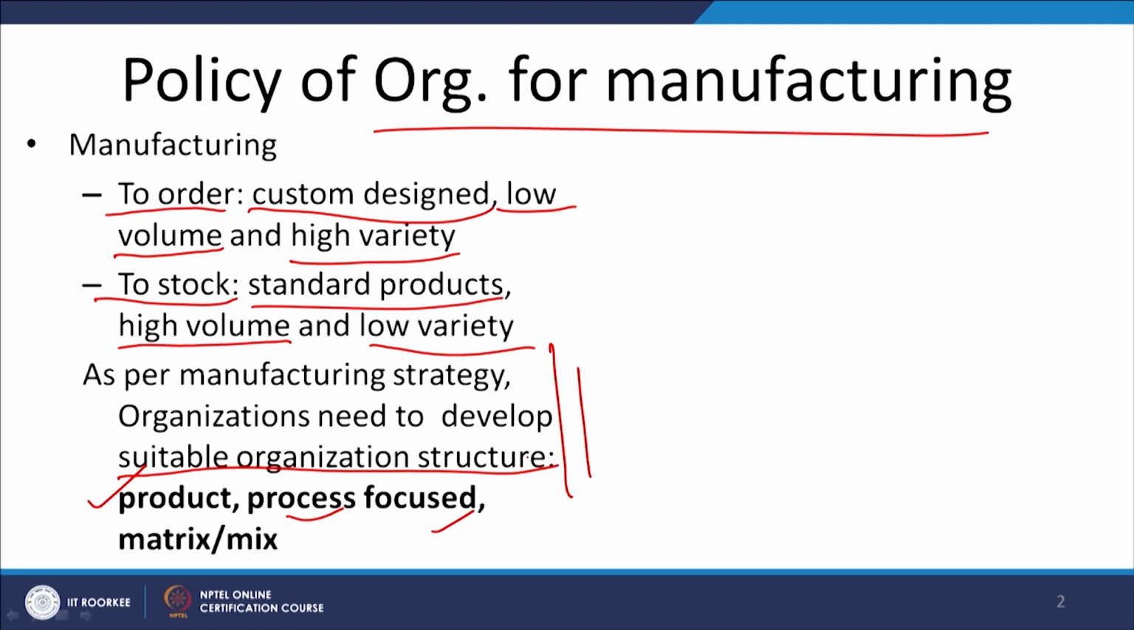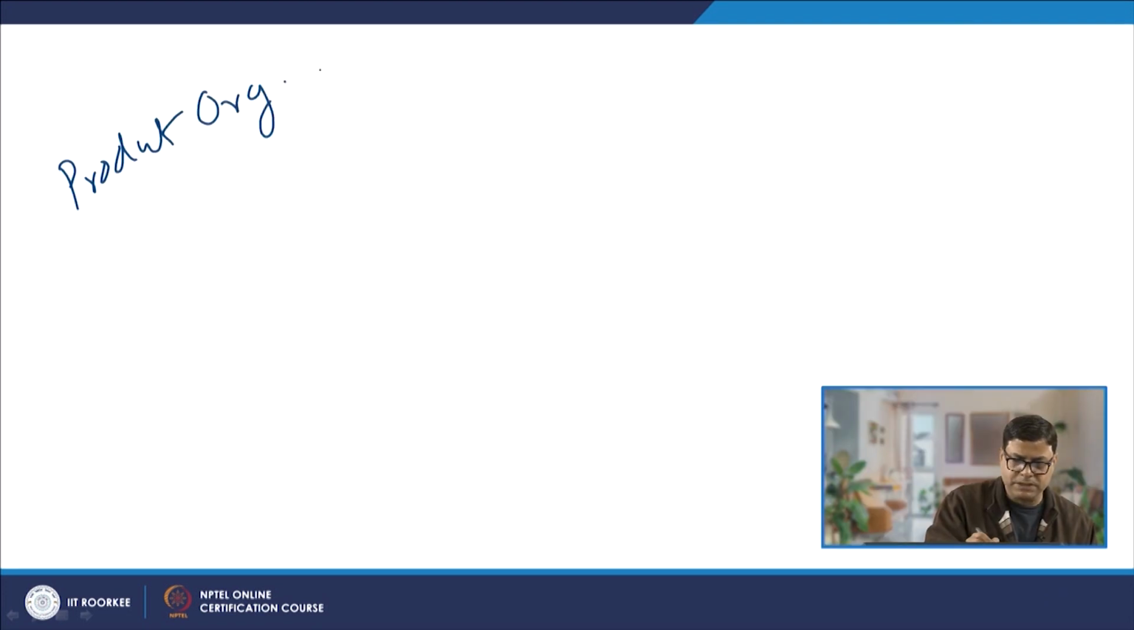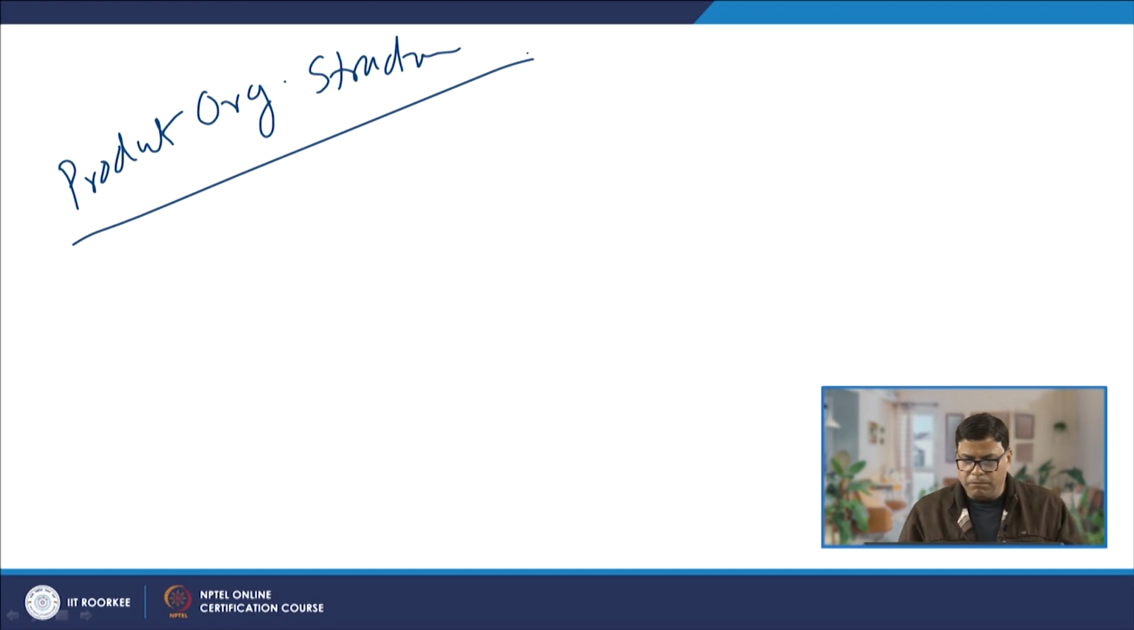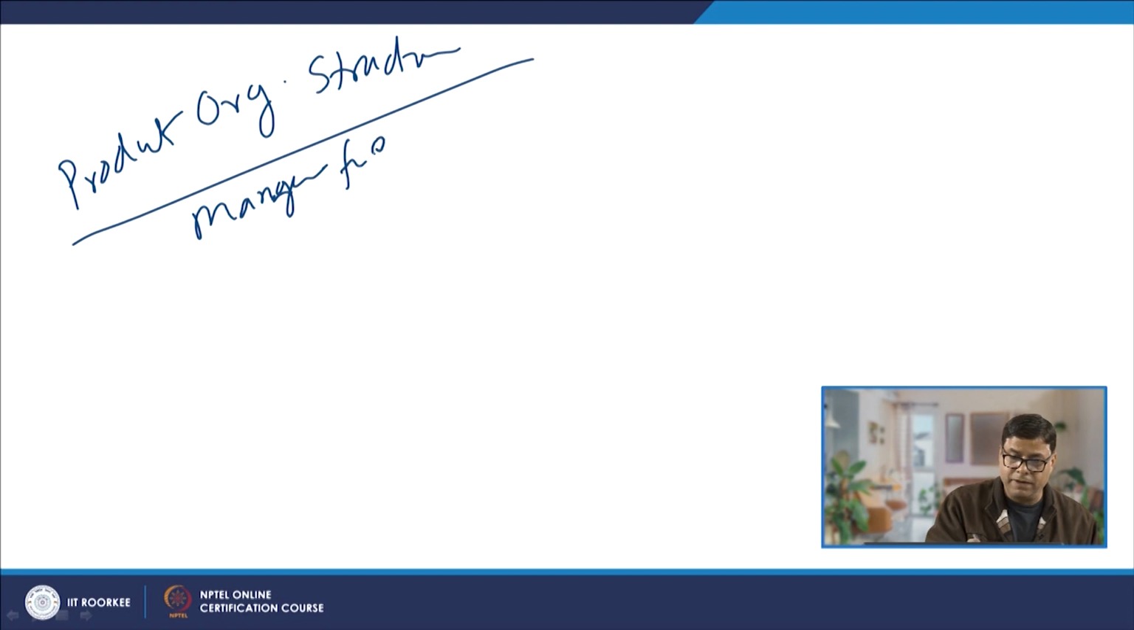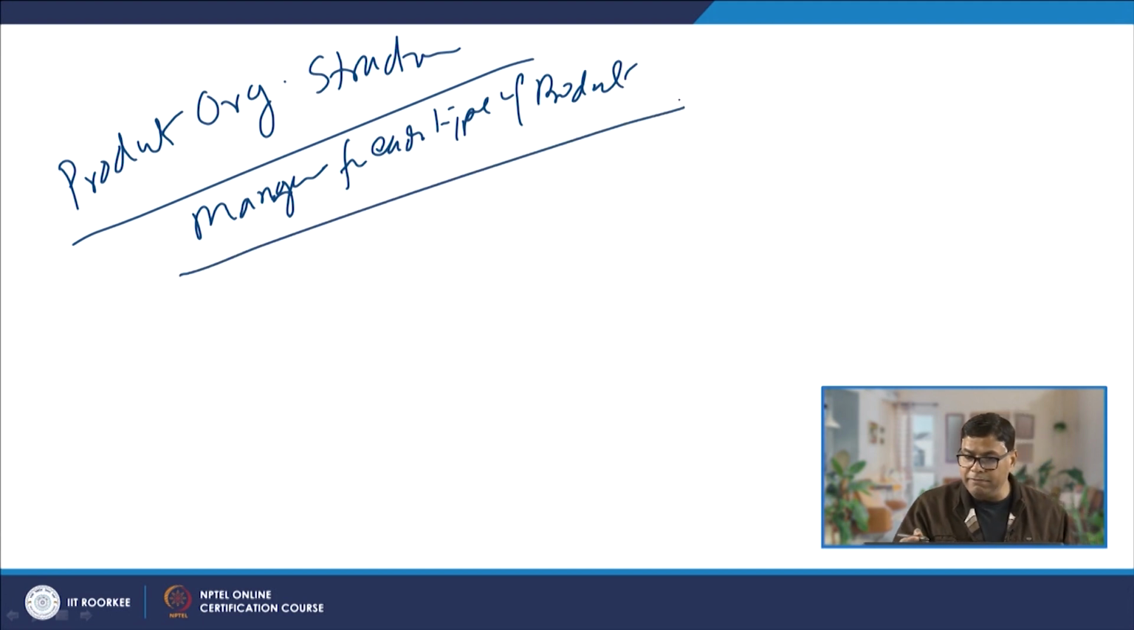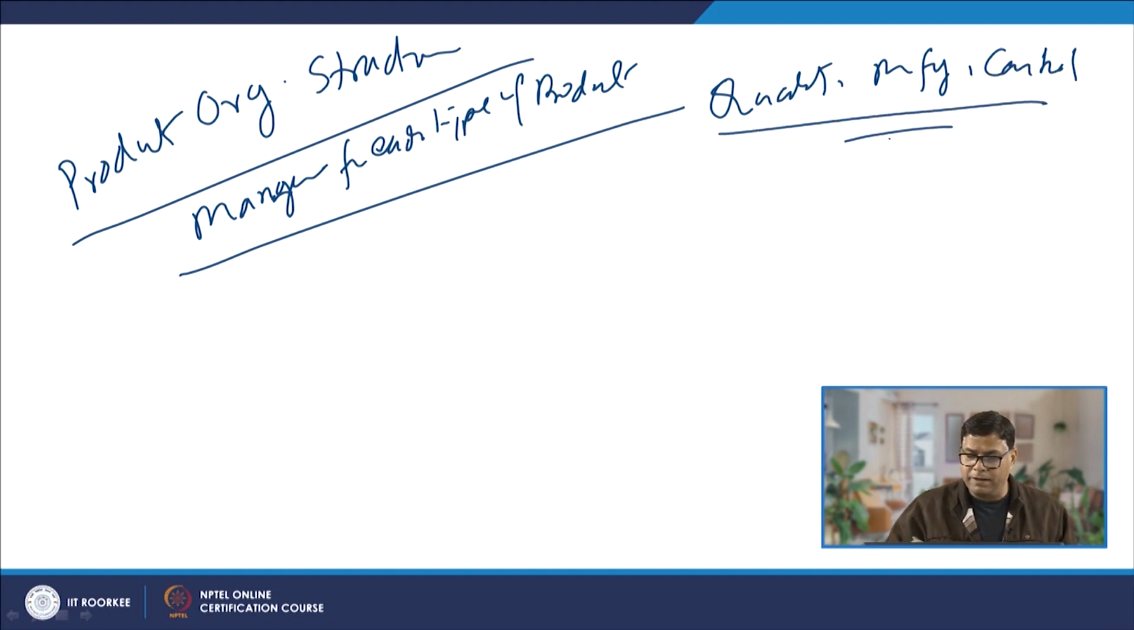Now, we will see the next type of organizational structure, that is the product focused organizational structure. Most of the things in case of the product focused organizational structure are the same as that of the process focused, except that there is a separate manager for each type of product being manufactured, and he will be responsible for the quality, manufacturing and all types of controls required for the production of that type of product.